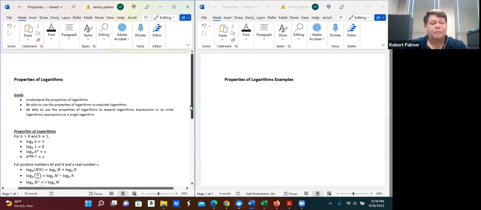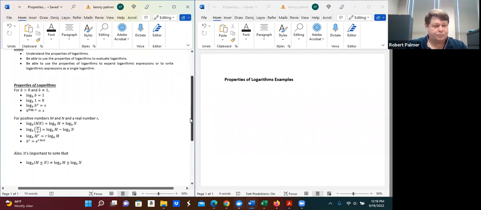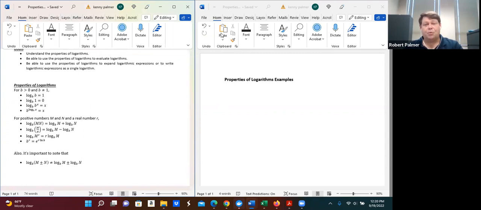So first off, let's talk about the first few properties of logarithms. Here, we're starting with the base. We're going to write our base as the letter b, but b is positive and b is not 1. We've seen this before. So the first one just says log base b of b is equal to 1.